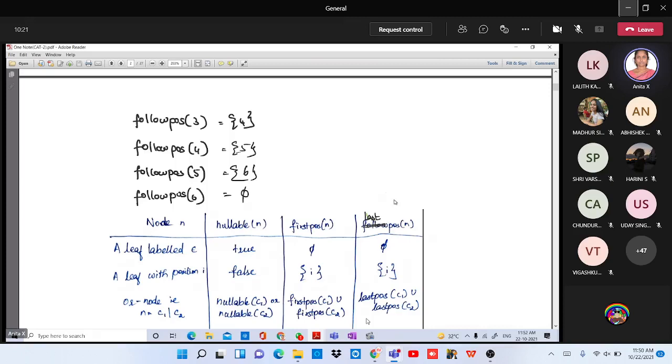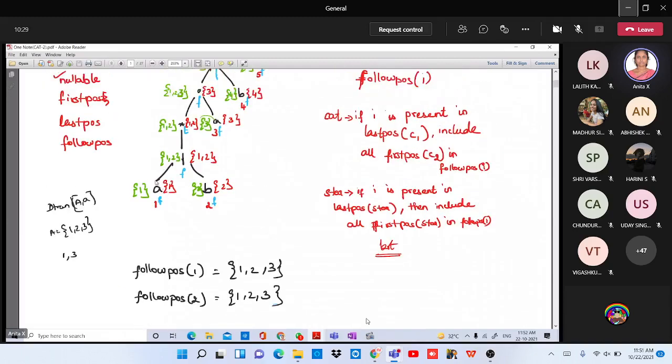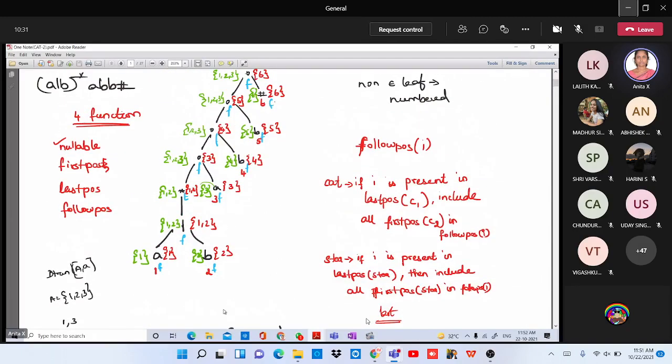Okay, that is what I am saying. If it is going to be a non-epsilon leaf node, that is A, B. So here you can see, right? All these are non-epsilon leaf nodes, all the input symbols. If suppose here I am having epsilon, then the nullable will be true. Okay, and then next comes the intermediate nodes.